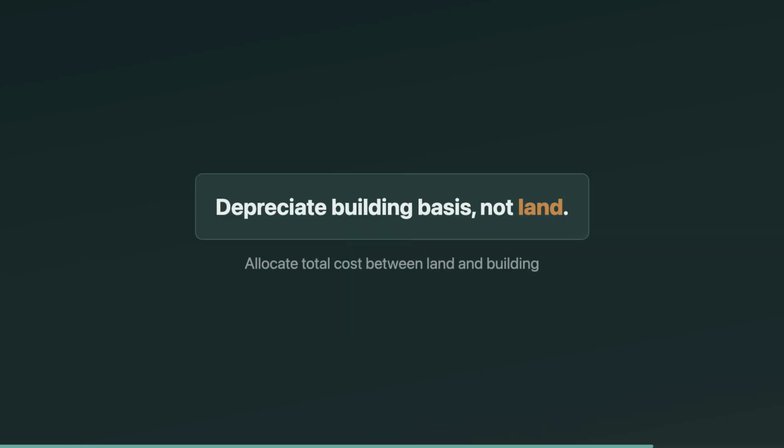Now separate basis of the property from basis you depreciate. Land is not depreciable, so you allocate total real estate cost between land and building. The exam will hand you a land value, often from a tax assessment, and you subtract it to get the building's depreciable basis. Also, improvements made before the asset is placed in service typically increase the building's basis. Improvements after placed in service are usually separate assets.